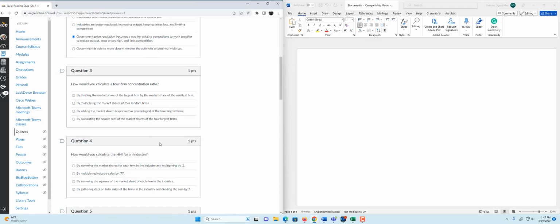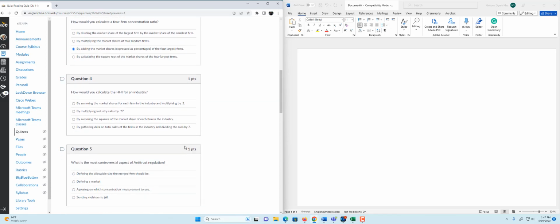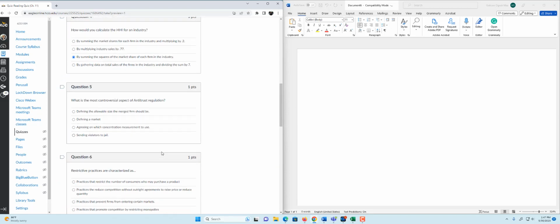Question number 3. How would you calculate a 4-firm concentration ratio? To find the 4-firm concentration ratio, you need to sum the market shares of the 4 largest firms. Question 4. How would you calculate the HHI for an industry? For HHI, you are going to square the market shares of each firm in the industry and then sum them up.